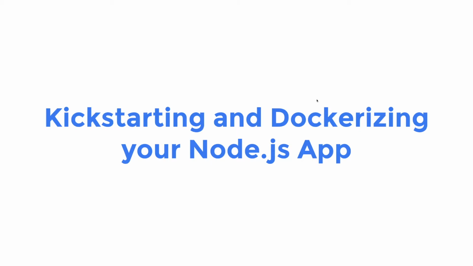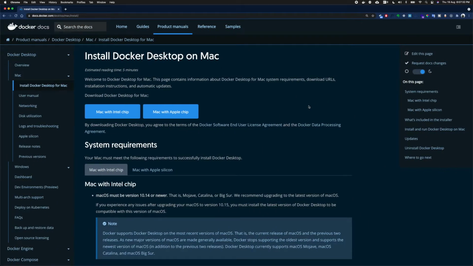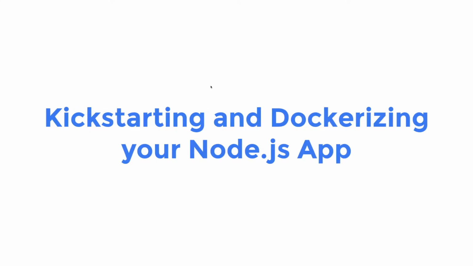So now let's take a look at how we can kickstart and Dockerize your Node.js application. Before that, make sure you have Docker installed. If you have not installed Docker yet, you can go to the official website here to install Docker Desktop for Mac, Windows, or Ubuntu, depending on your operating system. Just choose the appropriate installer and get that installed, and we'll be good to go.